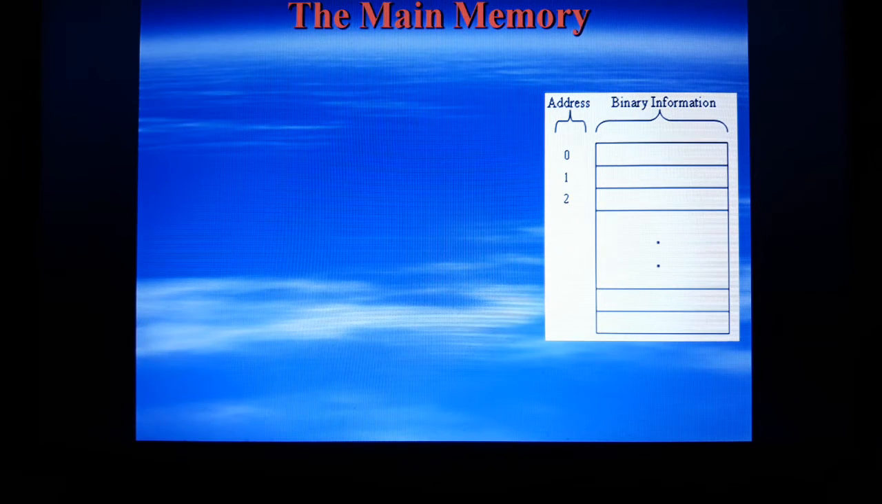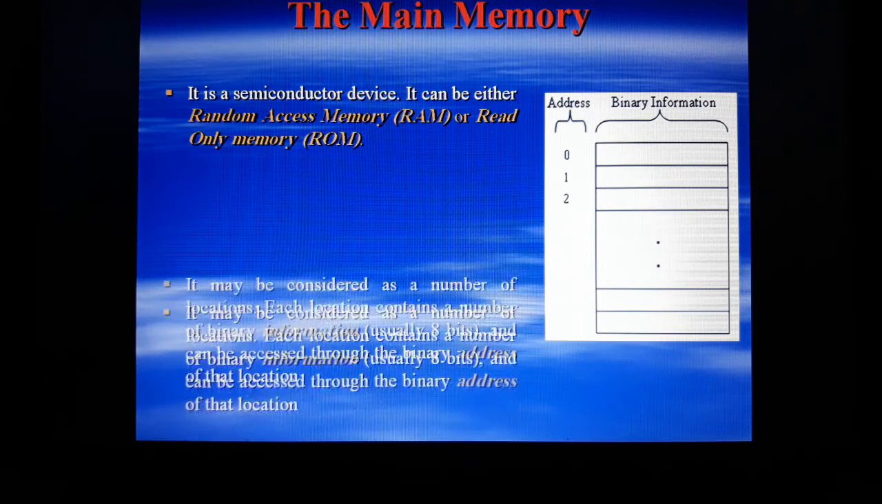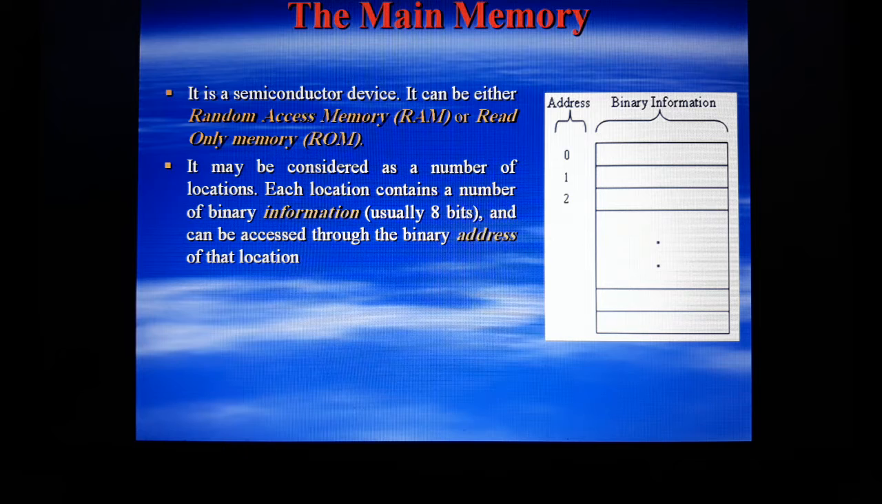The main memory. The main memory is a semiconductor device. It can be either random access memory or read-only memory. It may be considered as a series of locations. Each location contains a number in binary, usually 8 bits, and this can be accessed through a binary address, which is the address of that location.